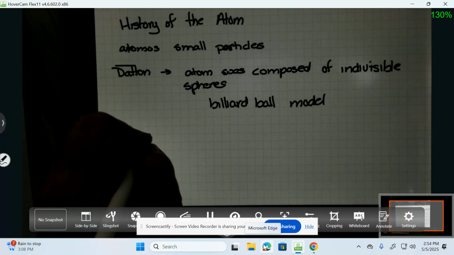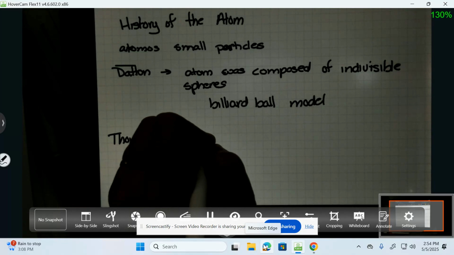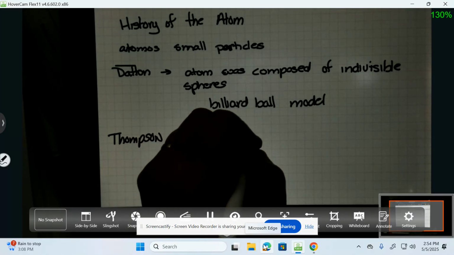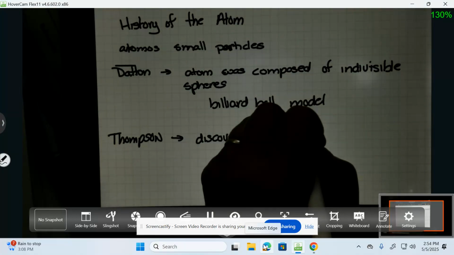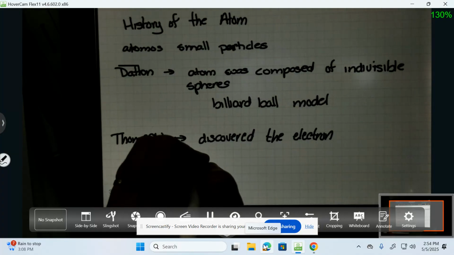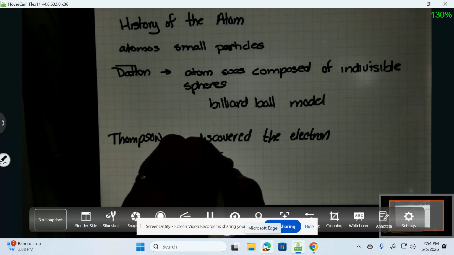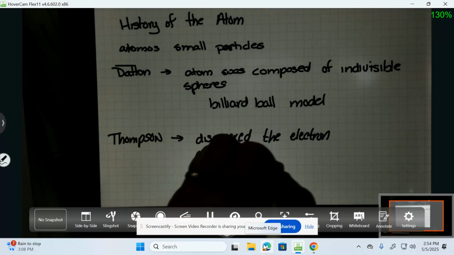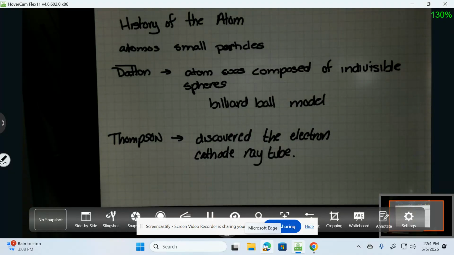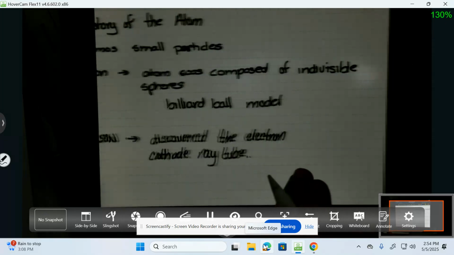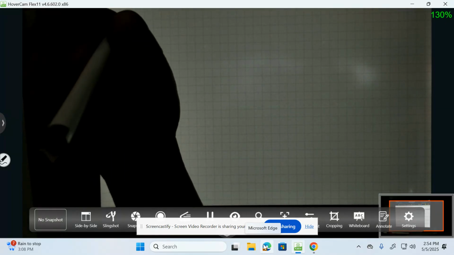After Dalton was J.J. Thomson. He discovered the electron using something called a cathode ray tube. A cathode ray tube had these negative particles shooting out, and he was able to manipulate them. He found out they were negative because they were attracted to the positive magnet and repelled by a negative magnet. So he discovered the electron. Then came Ernest Rutherford.